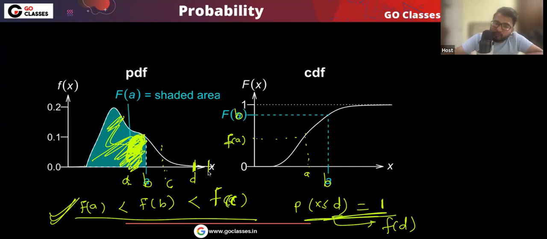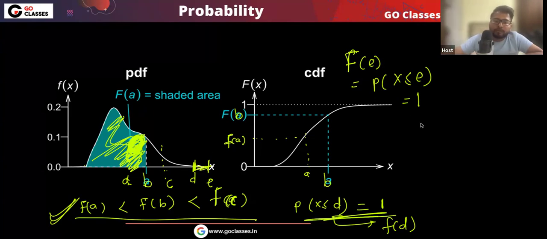Now suppose I want to find out F of E. What will it be? Capital F of E will be the probability of x less than or equal to E, which is the same as just 1, right? Because here you don't have any value between D and E. Are you getting my point? So basically, at A there is some value, at B it is increased, at C it is increased, at D it is 1. Once it is 1, after that, if you increase the value of x, your F will remain constant, which is just 1.